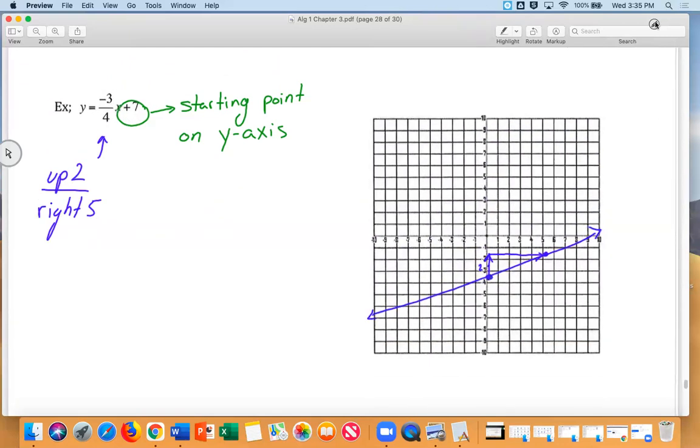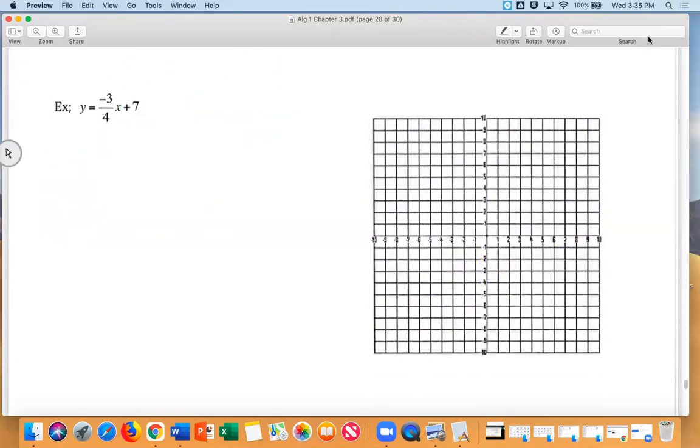One more time. This number is my starting point.